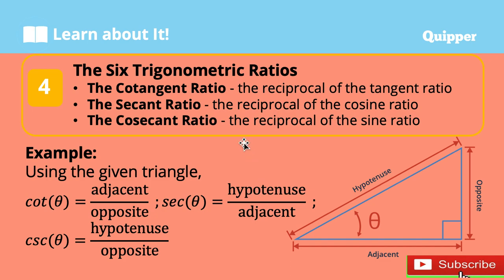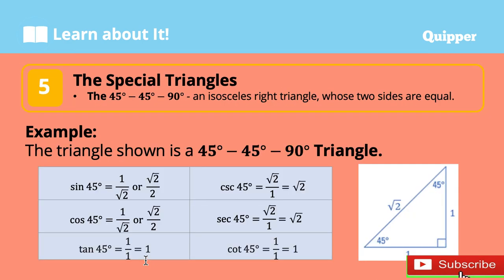Then lastly, we have the sixth trigonometric function, the cosecant ratio. It is just the reciprocal of the sine ratio. Our sine is opposite over hypotenuse. Therefore, our cosecant ratio must be hypotenuse over opposite. Those are the six trigonometric functions and their formulas.